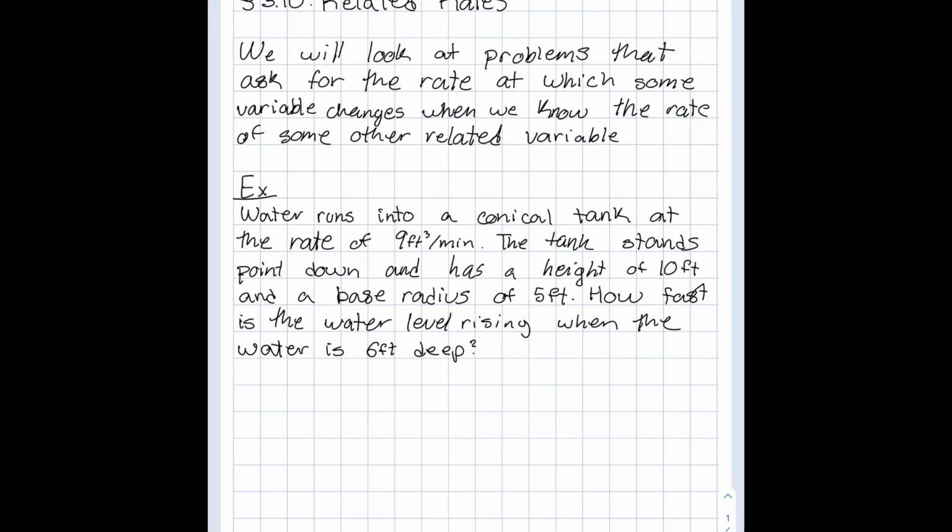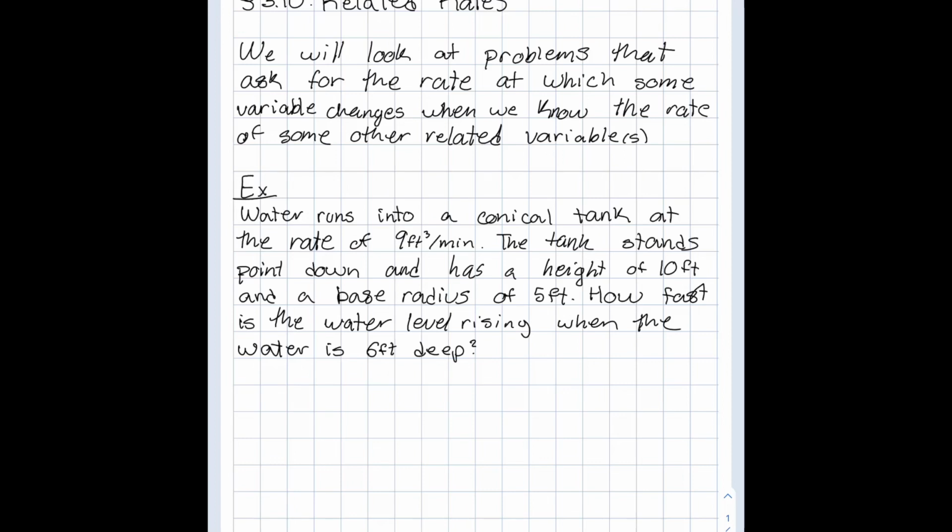Now that we've gotten through all these derivative rules, chain rule, implicit differentiation, and inverse trigs, I can now apply those to some problems. We're first going to look at problems that ask for the rate at which some variable changes when we know the rate of some other related variable or variables. We'll go through an example first, then talk about a strategy to tackle these problems, and then go through more examples using that strategy.